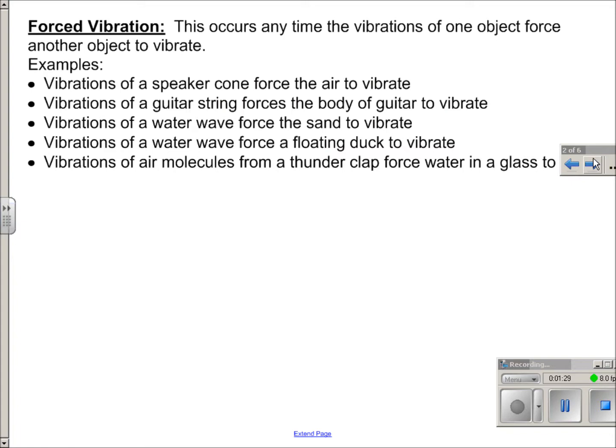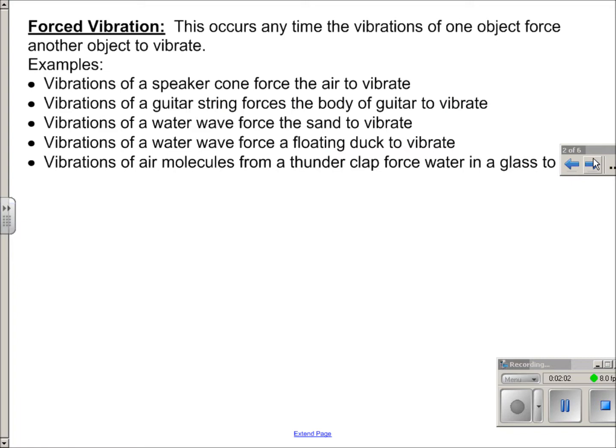So that's another example of a forced vibration. The air molecules are vibrating back and forth. That forces your eardrum to vibrate. Guitar string: anytime you pluck a guitar string, you're forcing the body of the guitar that the string is attached to to vibrate. Water wave: if you picture a water wave hitting the beach or a wall, when the wave hits, it's going to cause the sand or the wall to vibrate too. If a duck is floating in the water and the water moves up and down, that causes the duck to vibrate up and down.